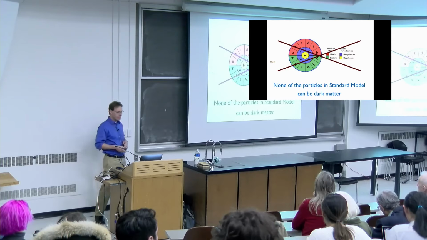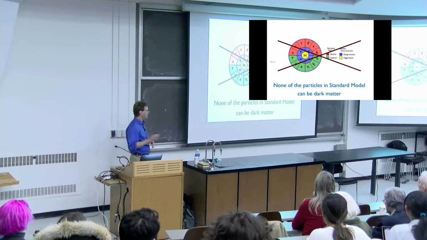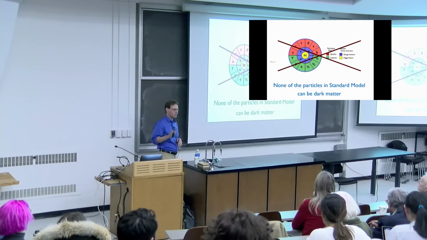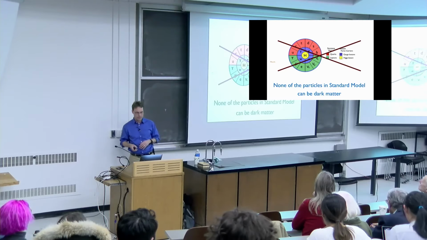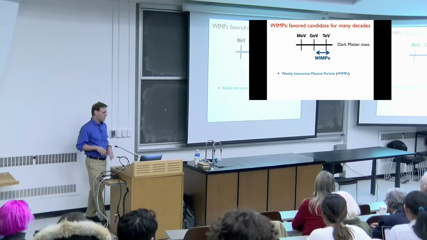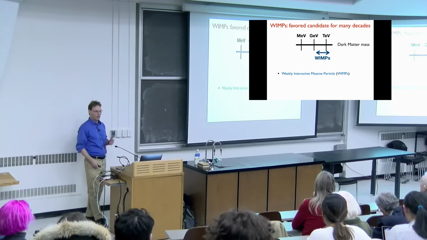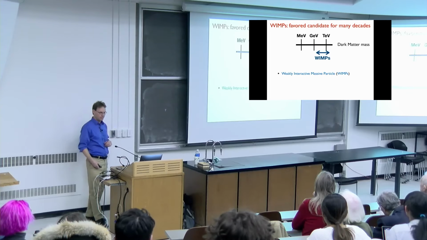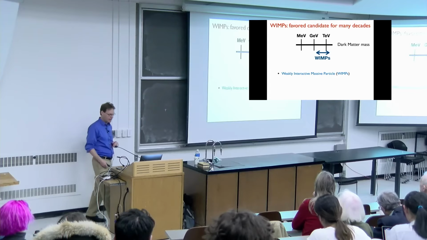And the interesting thing is that none of the particles in the standard model can be the dark matter. None of them satisfy the requirements that dark matter needs to satisfy. Now, for many decades, weakly interacting massive particles, or WIMPs, were the favorite candidates. And for many, they still are the favorite candidates.